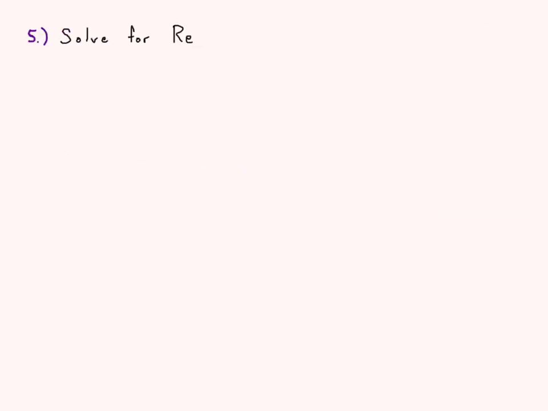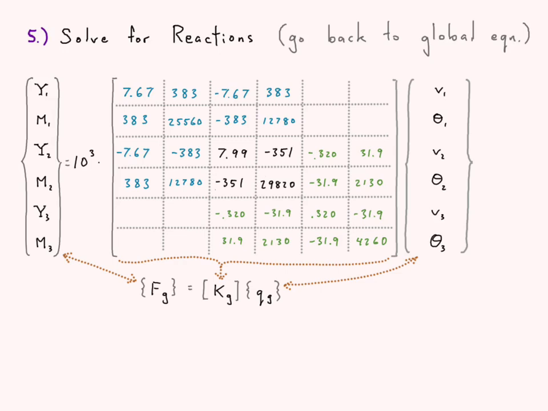All right. So now we're going to go ahead and solve for our reaction forces. We're going back to the global stiffness matrix equation. And so writing this whole thing out, there it is. There's our global stiffness matrix equation. We're going to go ahead and substitute in values.